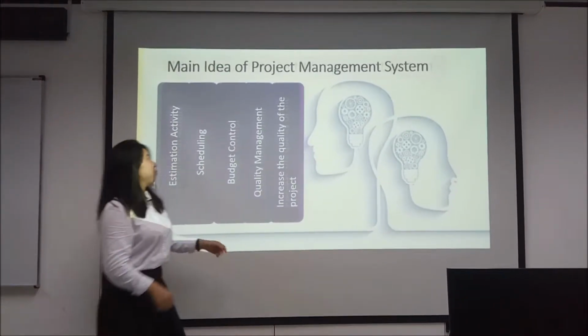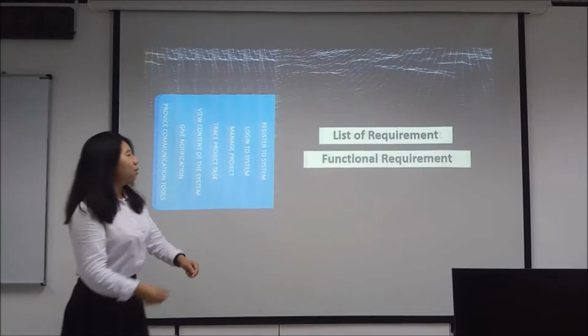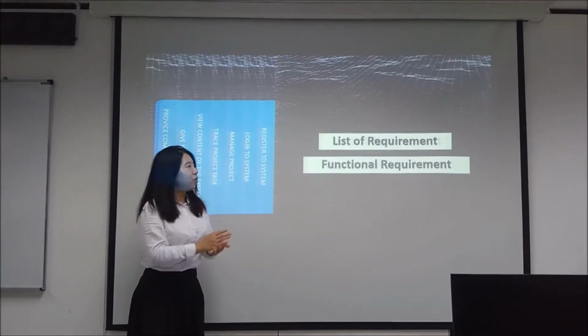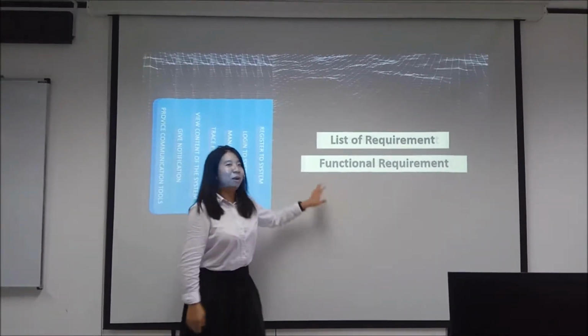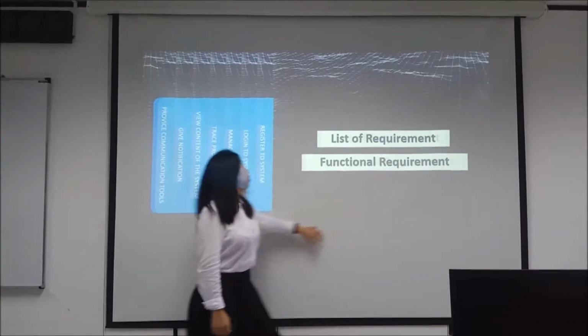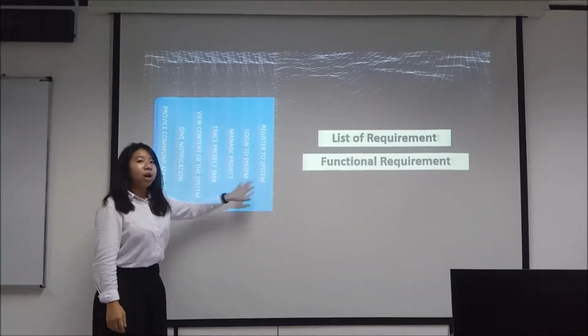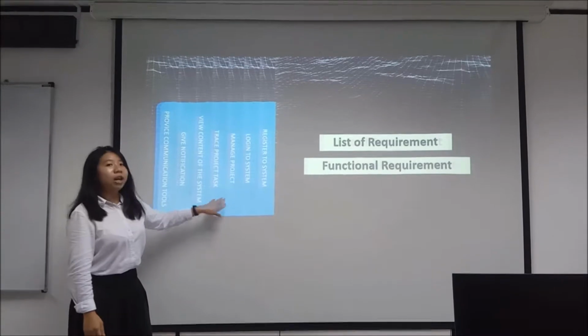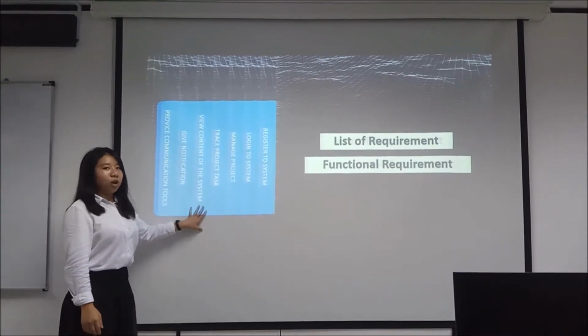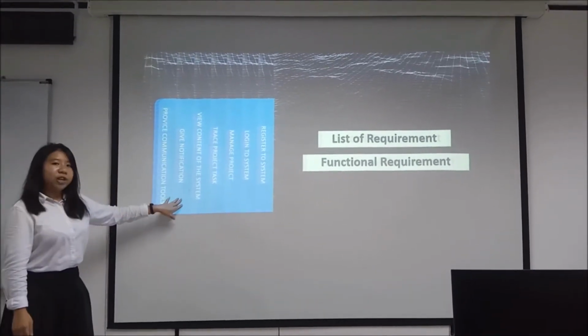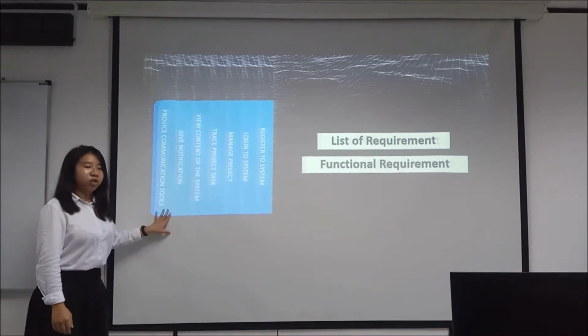Okay, next. Now we are going to the list of requirements. First, we are going to present the functional requirements. First is register to the system, log into the system, manage project, trace the project, view the contents of the project, give notifications, and provide communication tools.